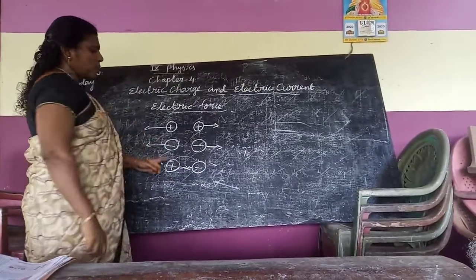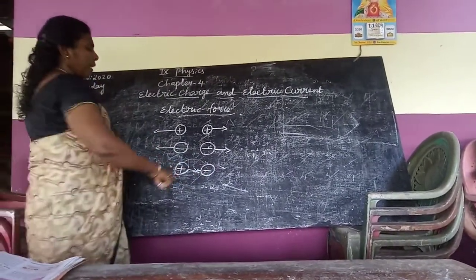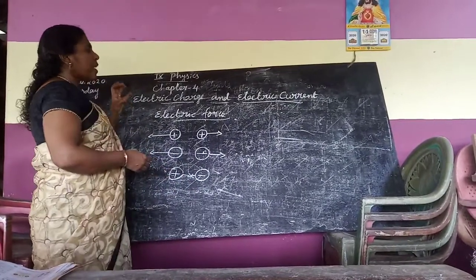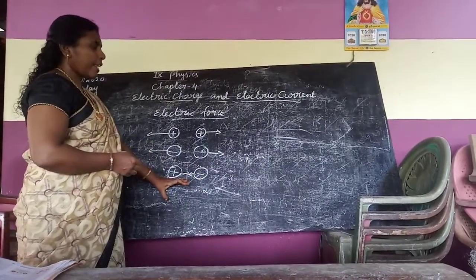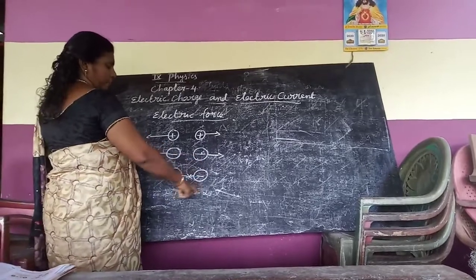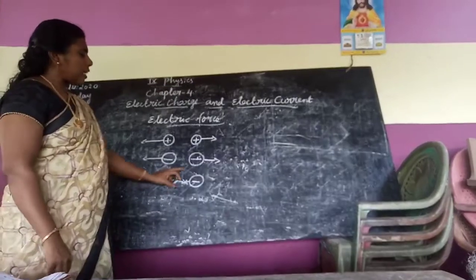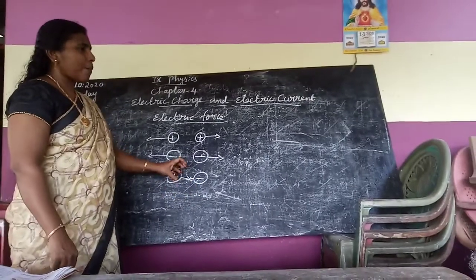Okay, here positive charge and negative charge is there, no? The region around these charges has some electric force. That field only we say as electric field. So electric field means what? Here charges are there. The region around the charges has some electric force.